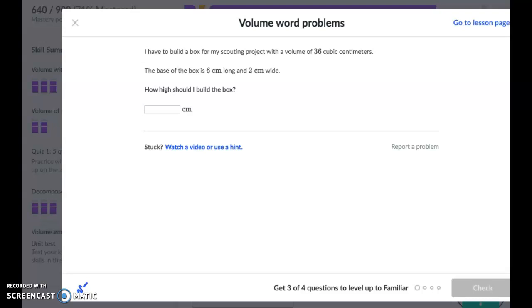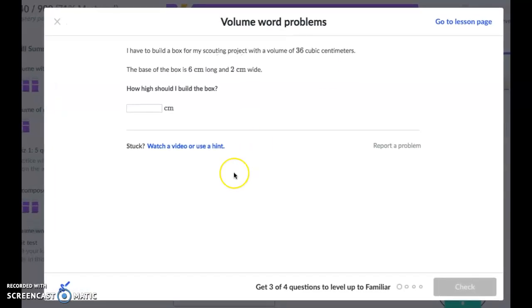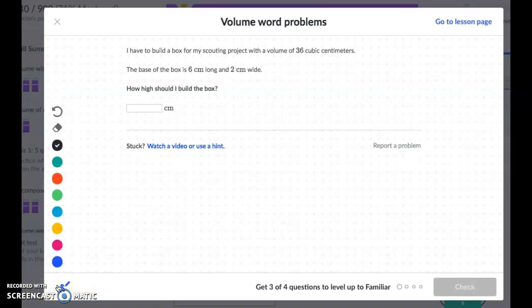I have to build a box for my scouting project with a volume of 36 cubic centimeters. The base of the box is 6 meters long and 2 centimeters wide. How high should I build the box? Okay, I'm going to go straight back to my volume equals length times the width times the height.